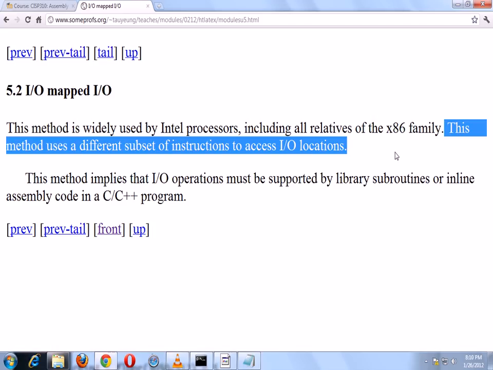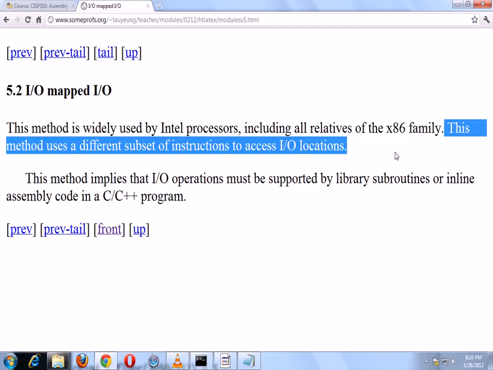Does everybody understand how this is different from the previous approach? The previous approach means we only have one set of instructions. They can only deal with memory. But parts of the memory space is actually mapped to I/O devices. So when I read from a certain location, I'm not really reading from memory chips. Instead, I'm asking an I/O device for its status.